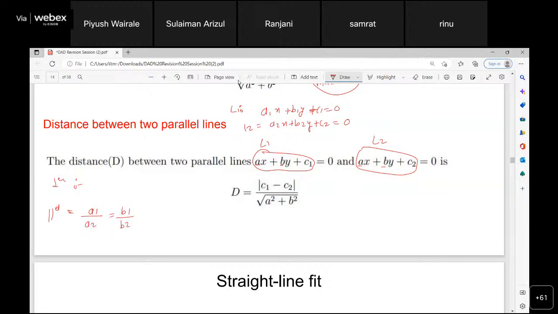And what is the condition for perpendicular? What is the condition for A1, A2, B1, B2 for perpendicular lines?